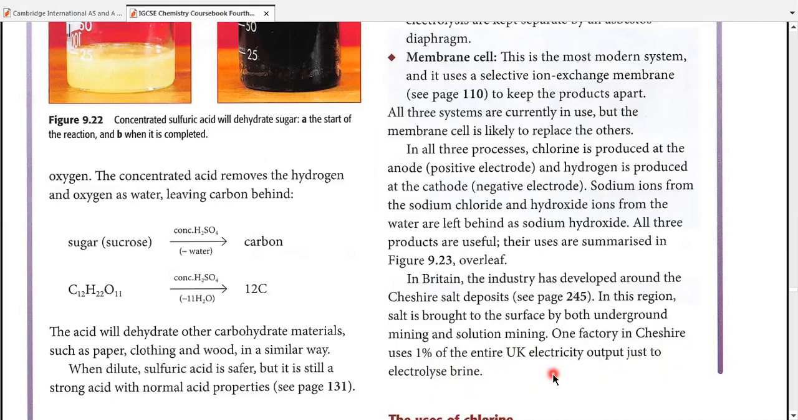And that's a huge amount of electricity. UK is one of the countries of the world which are producing a huge amount of electricity for its consumption, and 1% of UK's consumption is too big for an industry to use. So keep that in mind, that electrolysis is an expensive process because of the consumption of electricity.